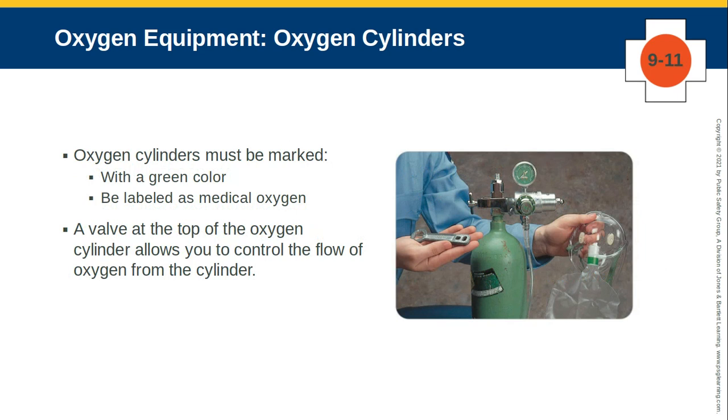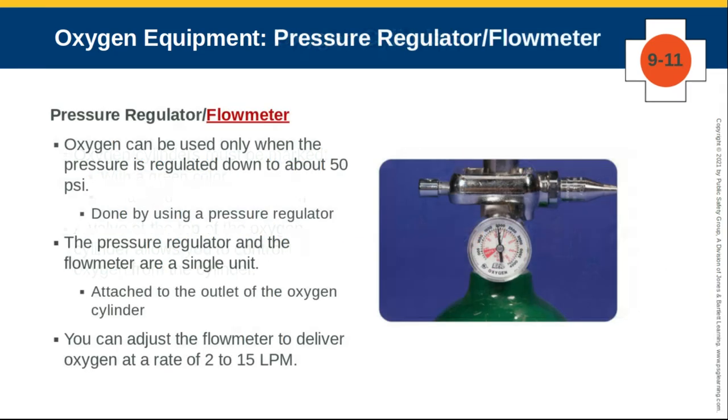Now we see at the top of the cylinder that valve is going to allow you to control the flow of oxygen from the cylinder. Don't confuse that with the valve that simply opens the cylinder. What we're describing is essentially the pressure regulator or the flow meter. Remember, the cylinder is at 2,000 psi. The regulator dials it down to about 50 psi, and then the flow meter, which is also part of that single unit, is attached and allows us to deliver oxygen to the patient anywhere between 2 and 15 liters per minute.